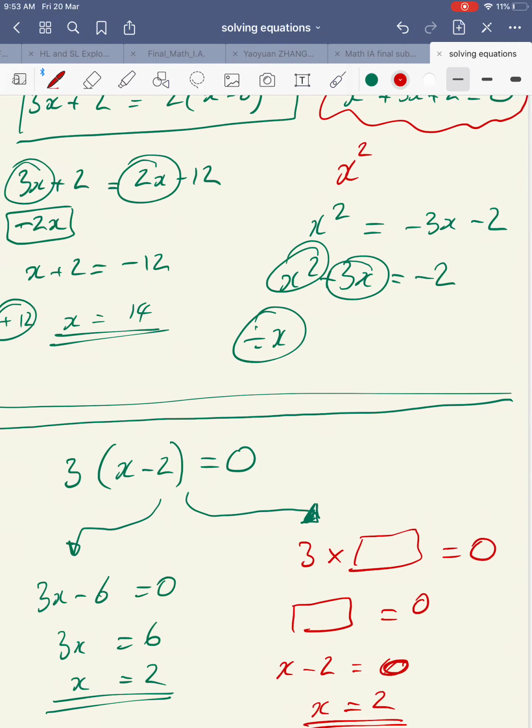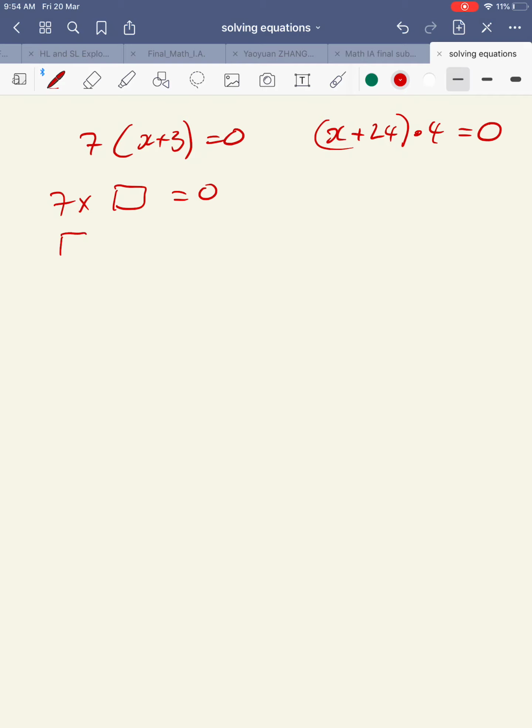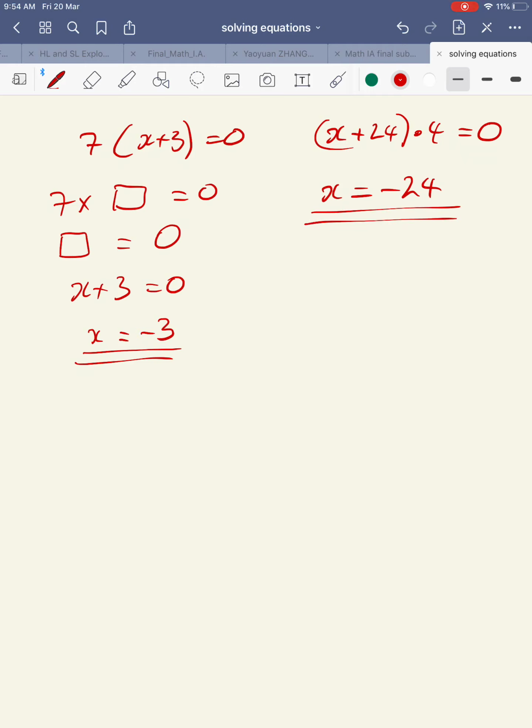So let's think about that again. Let me give you a couple more questions to try. What if I had 7 times (x plus 3) equals 0 and (x plus 24) times 4 equals 0. Here you can see that 7 times something equals 0, so the thing must be 0. Therefore x plus 3 equals 0, x must equal negative 3. Now you can check that by expanding the bracket and solving it your usual way. And over here, can you see I can write down instantly x equals negative 24. Now, how far does this go?